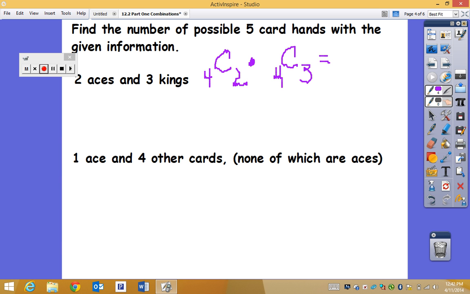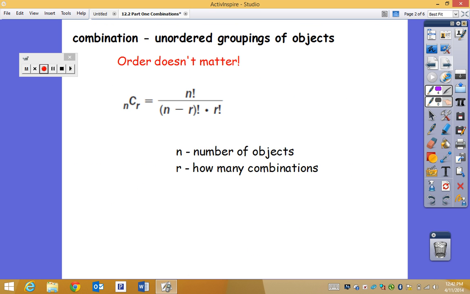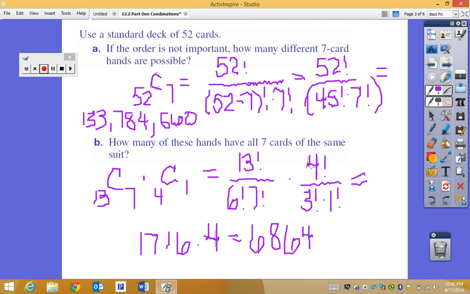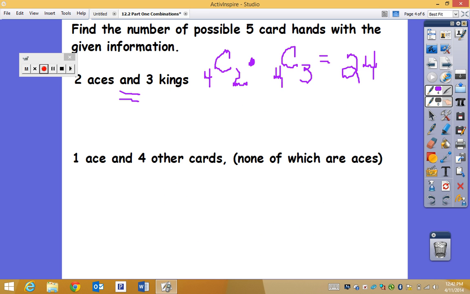So using your calculator, we can multiply that out, and that's going to give us an answer of 24 different possible hands where you pick 2 aces and 3 kings. Notice the word and. Just like the previous slide, when I have 7 cards of the same suit, I have to make sure that they are of the same suit. So I have 1 suit and all 7 cards are from that suit.